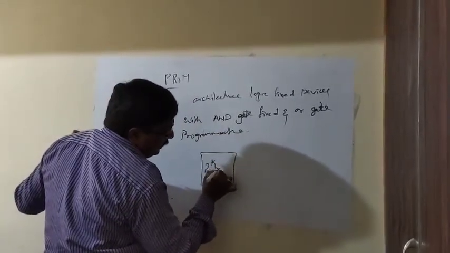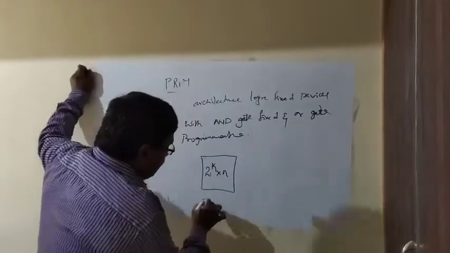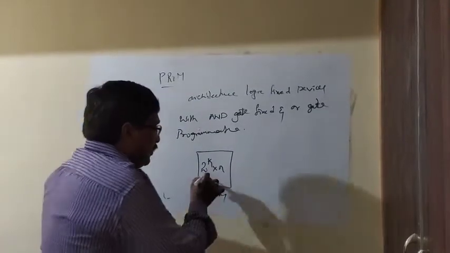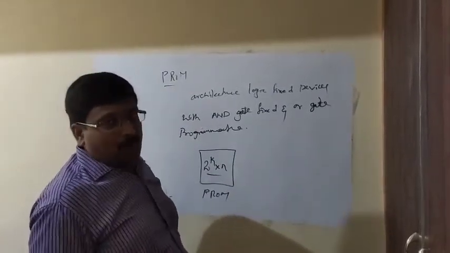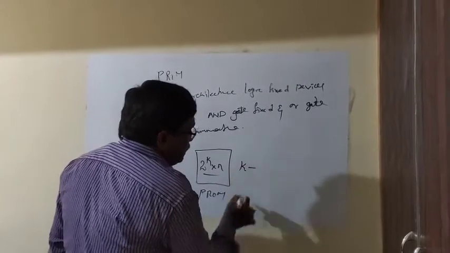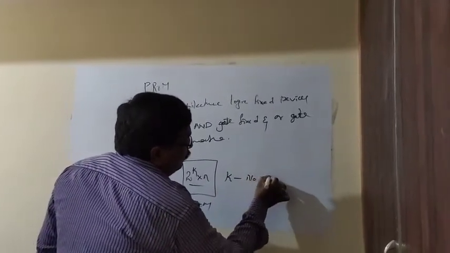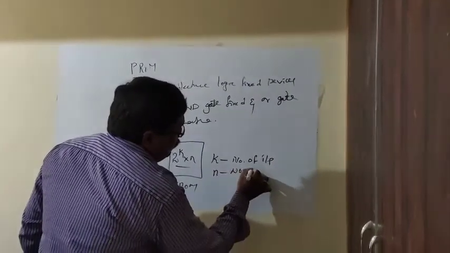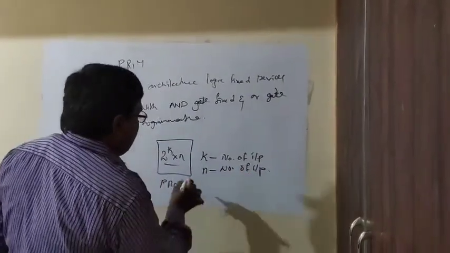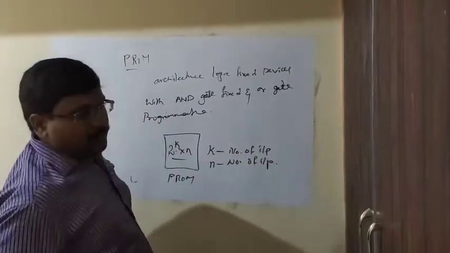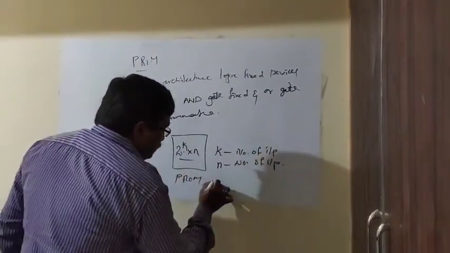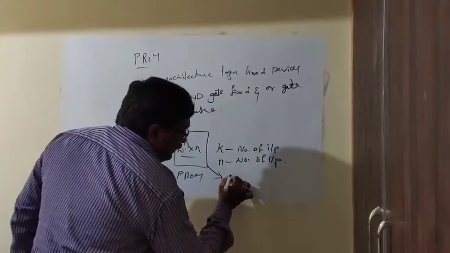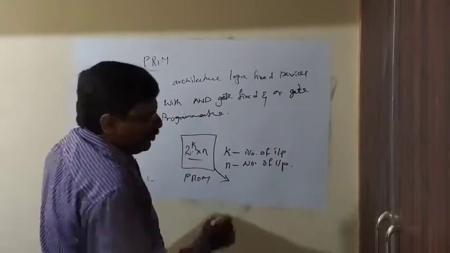This is the general PROM taken as an example, with size 2^k x n, the general formula to find the size of the PROM. Here k represents the number of inputs and n represents the number of outputs. The combination of these two represents the total number of programming points.